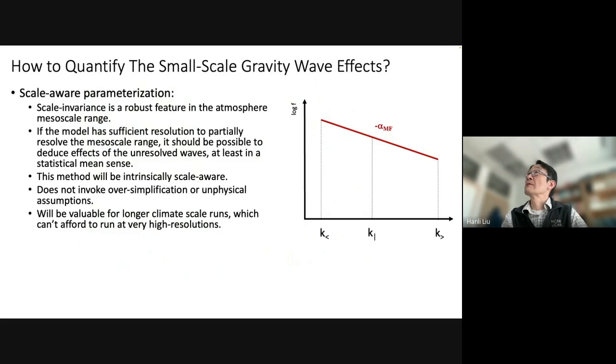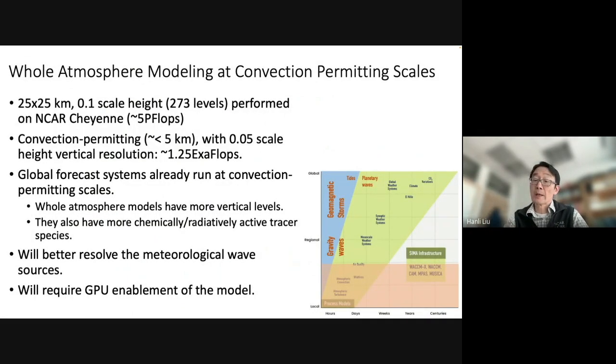But one thing we can take advantage of is the scale invariance that exists in nature. And also we can start to at least partially resolve the waves. Because of the scale invariance, we can do spectral extrapolation, trying to figure out what parts we're missing, in a statistical way. That way, we don't have to make many simplifications or assumptions because it's already done right in the model, at least the resolved part. We only need to deduce what's missing. That's one thing we're working on, being scale aware. The scheme we just mentioned is automatically scale aware because we're working in spectral space.